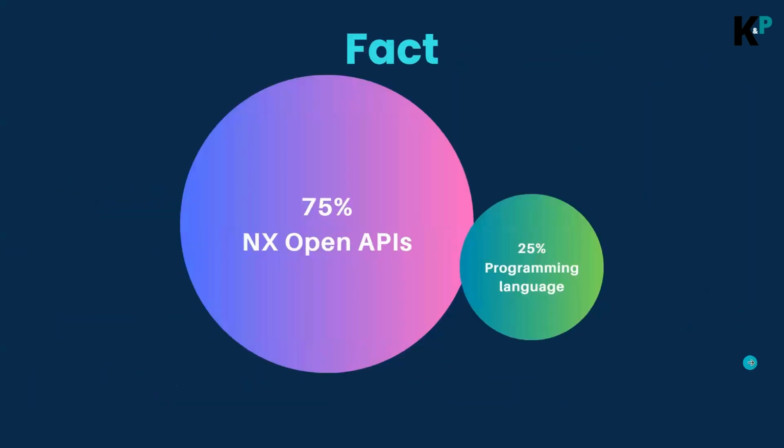The topmost reason for that is, the fact is, when you are working as an NX Open developer, you do not use everything from the programming language. You only use 25% of the programming language, and the rest is your expertise of using NX Open APIs. Because what we are going to deal with is NX Open automation. To do NX Open automation, you need to use NX Open APIs. And how you use APIs is using the programming language.